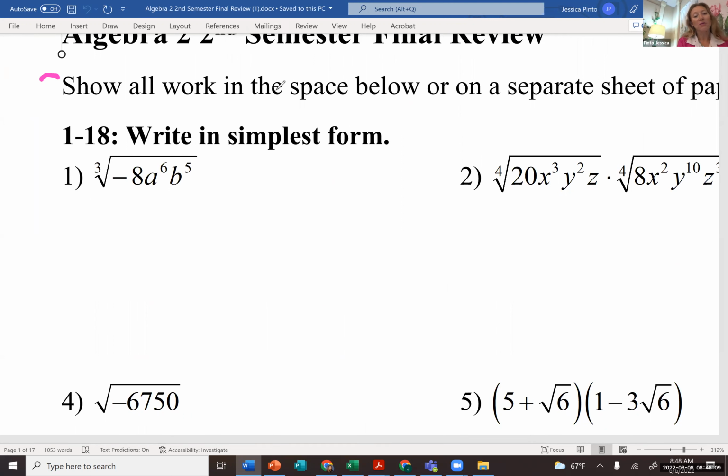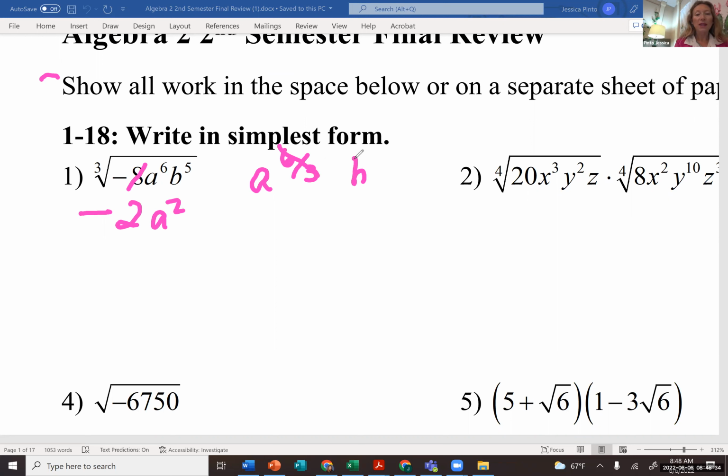So I know that the third root of -8 is actually just -2. Why is this not drawing on me? Then when I take the third root of a to the 6th, remember that that is a to the 6th divided by 3, and 6 divided by 3 reduces to make a to the 2nd power.